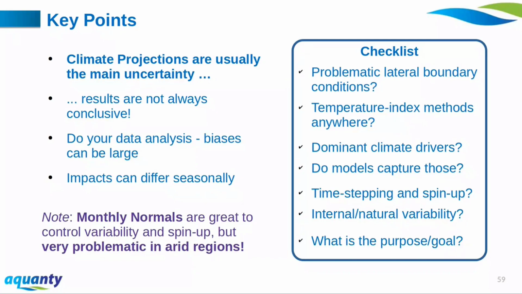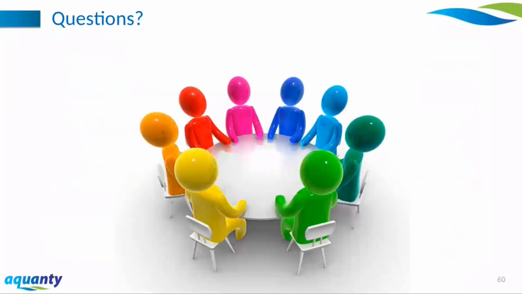Monthly normals over a long period control natural variability very well. But depending on what your purpose or goal is, if you're interested in variability or if you're in a very arid region, this monthly normal approach may not work for you. So you may have to come up with something else. So this is essentially all I have to go over. We can discuss this now. You can ask questions. The floor is open.